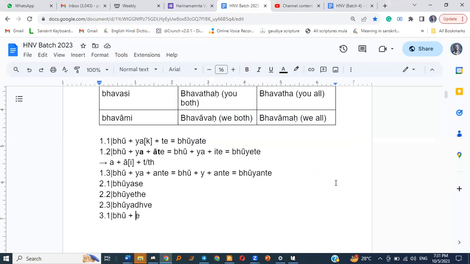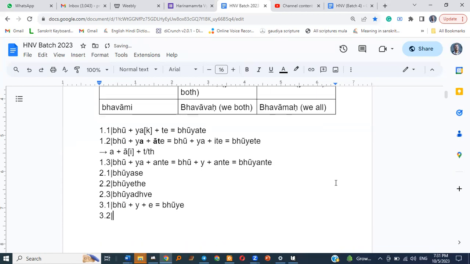So, A is there, we insert Yak. Then this A is deleted by Ato Lopa, and we get Bhuye. Then Vahi, Yak is inserted. Ato Dirgho Yanyi, A becomes long A when V follows. We get Bhuyavahe and Bhuyamahe.